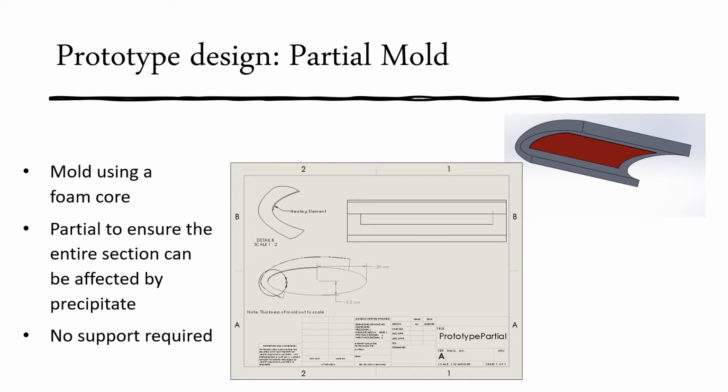Only a section of the wind turbine blade will be molded for prototyping. This is a result of ice accretion happening primarily on the leading edge, thus the trailing edge will not be required for this test. The drawing thickness is exaggerated to contrast the thin heating blanket.